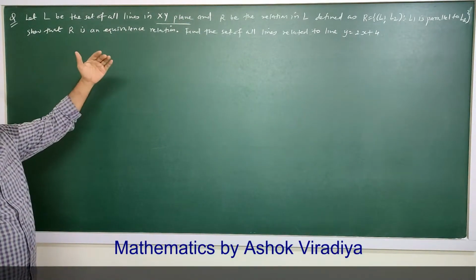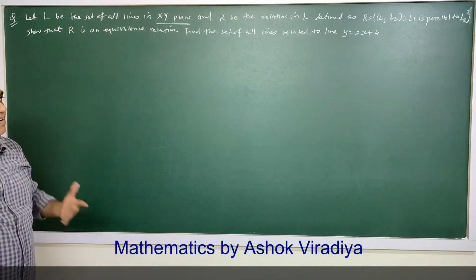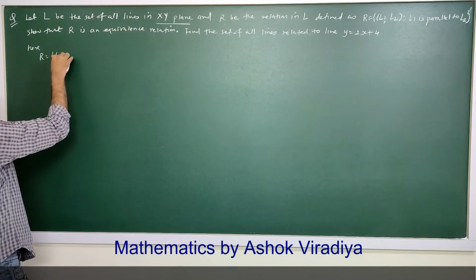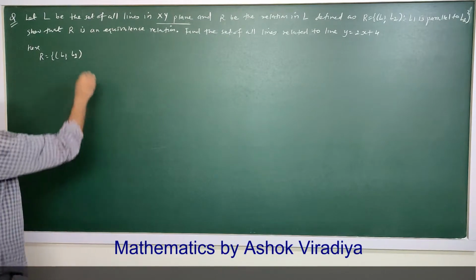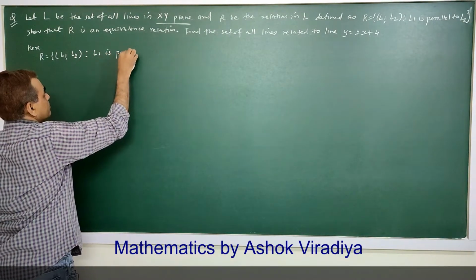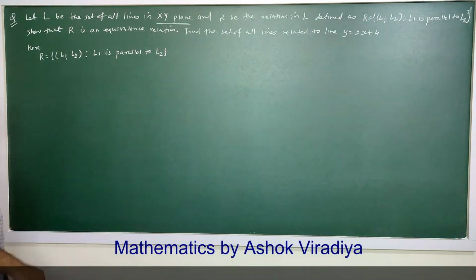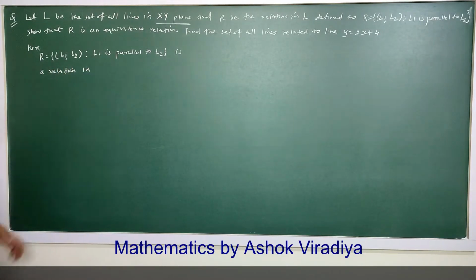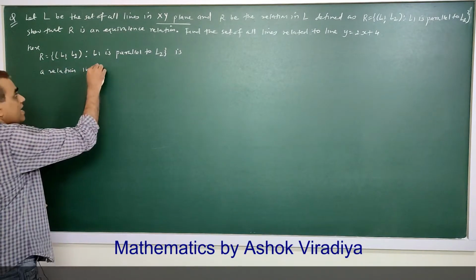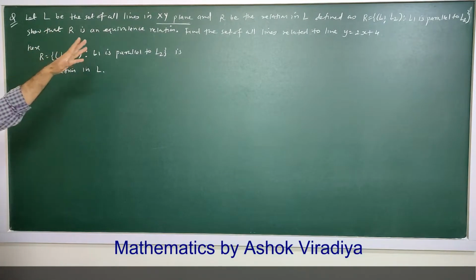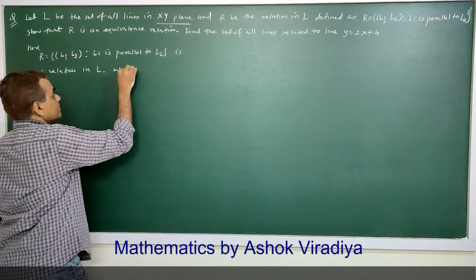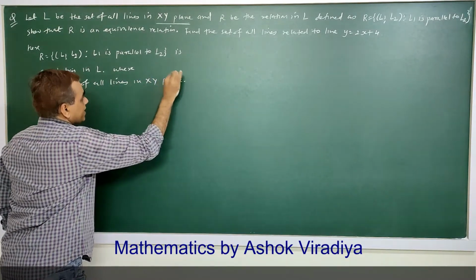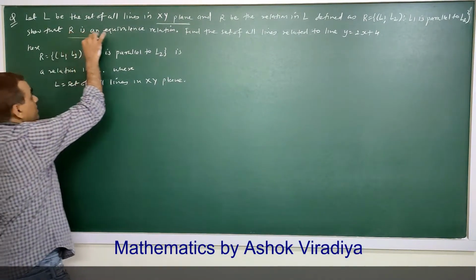Let L be the set of all the lines in the XY plane and R be the relation in L, defined as R is the set of ordered pairs (L1, L2) such that L1 is parallel to L2. This is a relation in L. What is L? L is the set of all lines in the XY plane. Now we want to show that R is an equivalence relation.